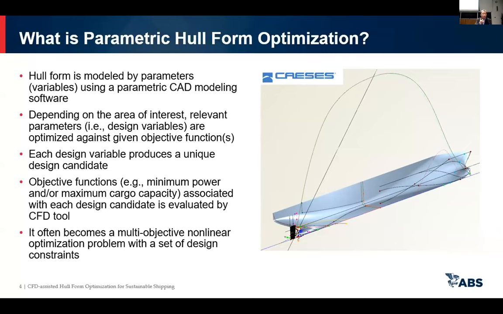And as you can expect, it often becomes multi-objective nonlinear optimization problems with a set of design constraints. And design space is not known, and there's no easy way of visualizing design space. On the right side, there are a bunch of lines. Before lines, there are variables, numbers, but I don't know if the mouse works or not. Sure. So these lines, for example, is section and area curve. I see deck line or flat of bottom, flat of side, or the water line at the design draft or the draft of interest.